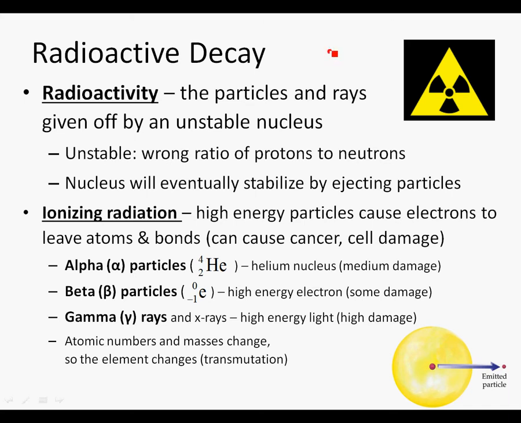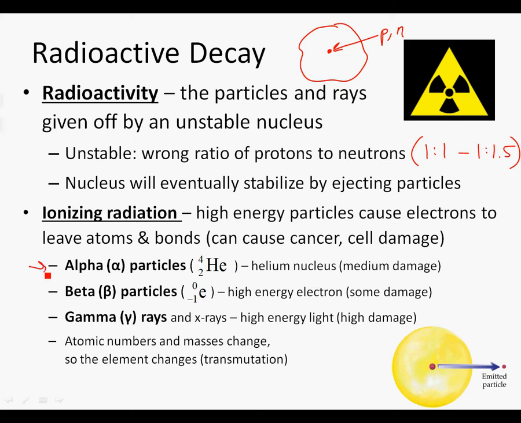We now know that radioactivity is made of the particles and rays given off by an unstable nucleus. So here's the nucleus of an atom, and here's the electron cloud around it, and the nucleus contains protons and neutrons. Well, it ends up that if you have the wrong ratio of protons to neutrons, normally it should be about 1 to 1 or up to 1 to 1.5, and if it's not the right ratio, then the nucleus spits out particles to try to stabilize itself. Those particles are usually high energy, and if they hit cells in your body, they can cause cancer, cell damage, other sorts of things.